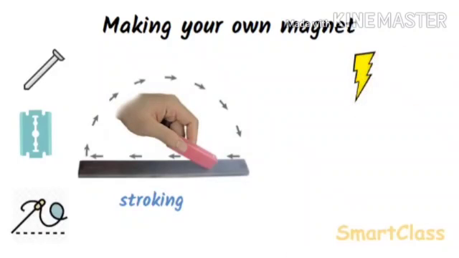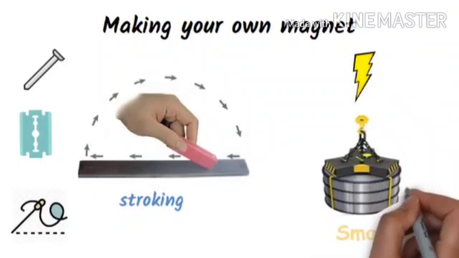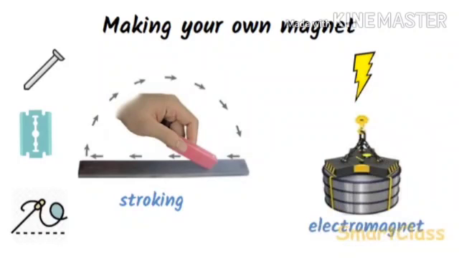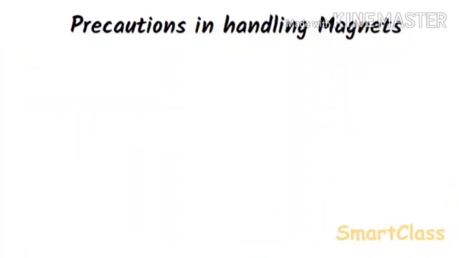Magnets can also be made by using electricity. Such types of magnets are called electromagnets. Electromagnets are useful because their magnetism can be switched on or off as desired. We will study electromagnets in detail in higher classes.